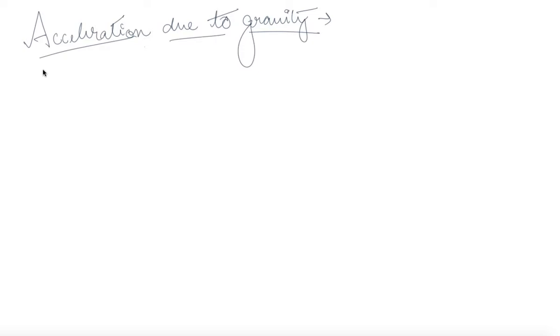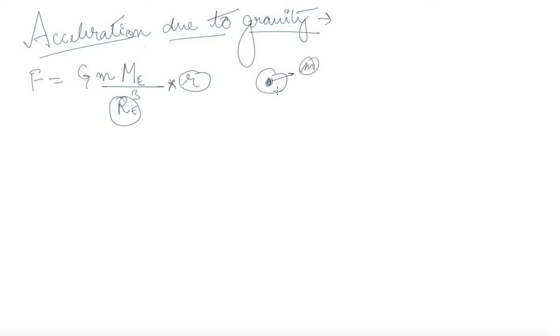Okay, so in our previous video, we have come to a point where we can express this as G into small m into capital M, that is the mass of the earth, divided by R_e cubed, where R_e is the radius of the earth, into r, that is the distance between the point mass, that is the concentrated mass of the earth, and the object m, or we can say the distance between the object m and the earth mass.